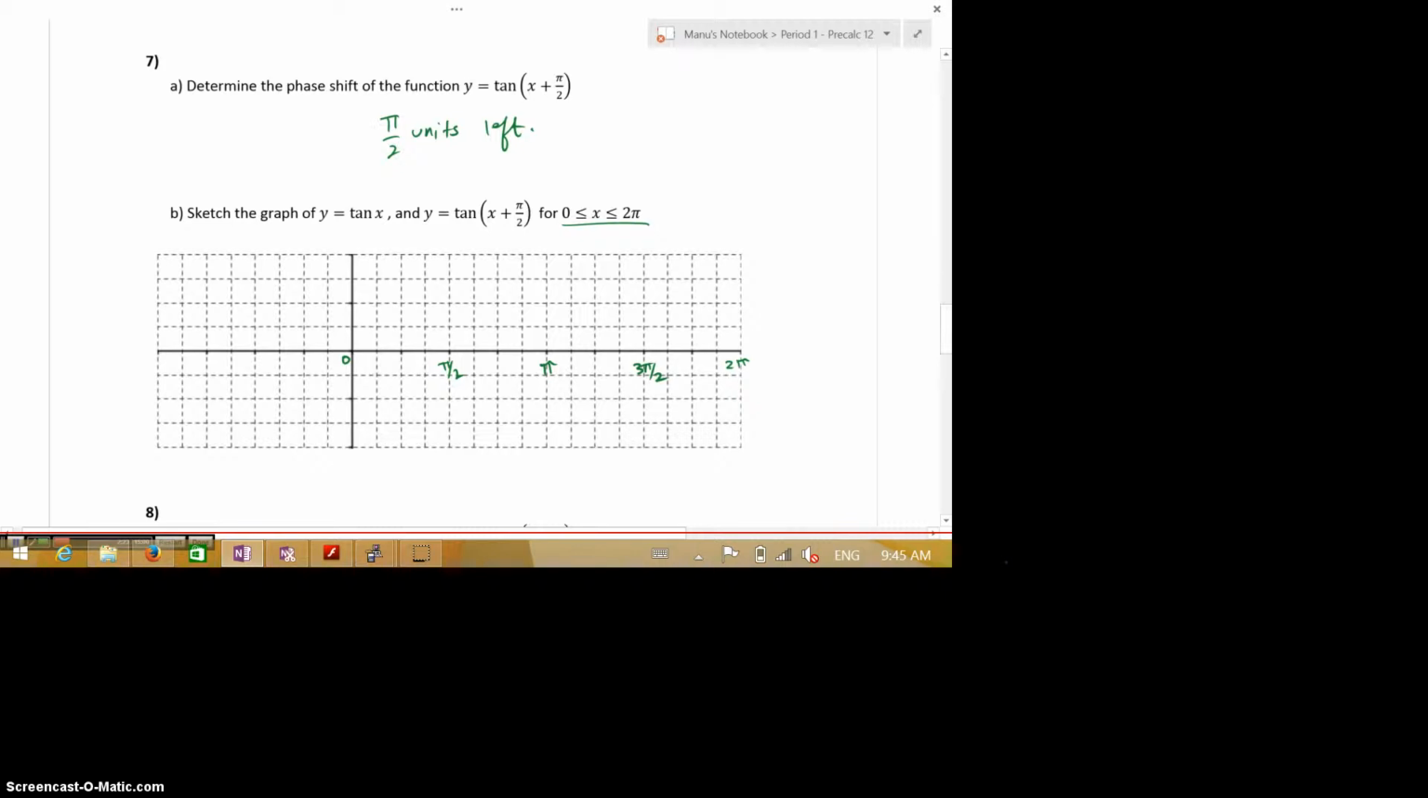Now the original tan function, I know that it's got asymptotes at pi over 2 and 3 pi over 2. It's got zeros at 0, pi and 2 pi. And then it passes through pi over 4 and 1. So I'm going to have a tan graph that does this. That's going to be negative infinity to positive infinity, again passing through 1, 1, and then negative infinity all the way to the 0. Right, that's the original function, y equals tangent of x.